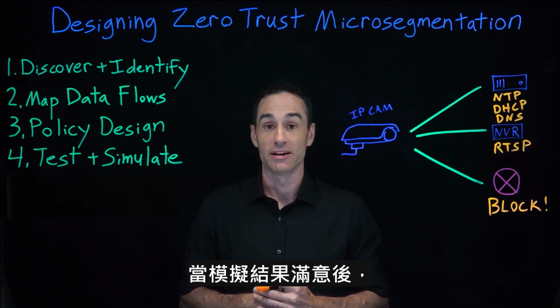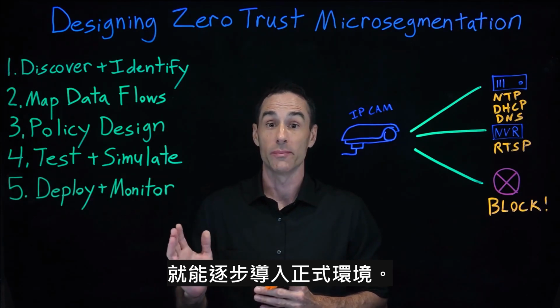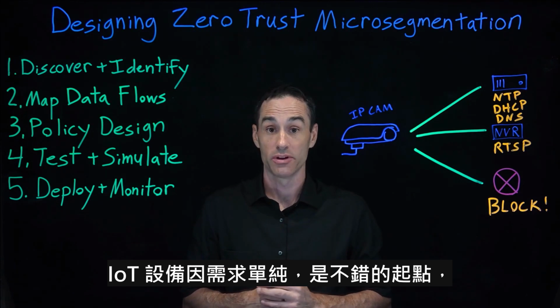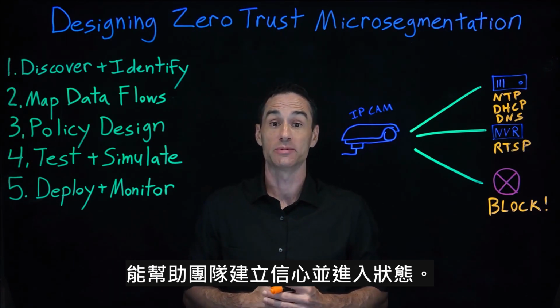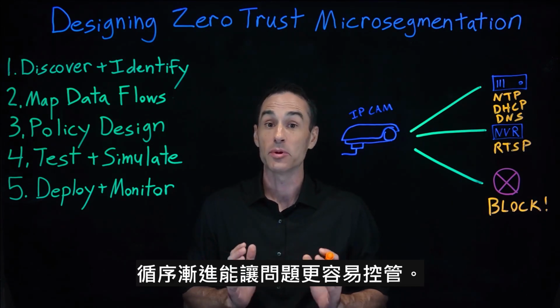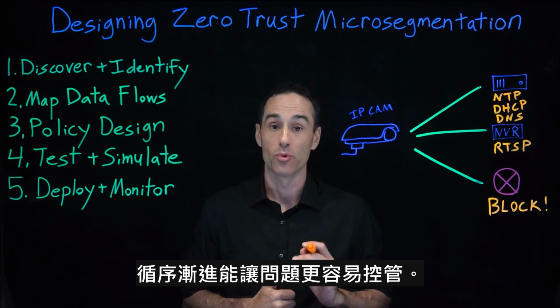Now, once you're satisfied with the effect your policies have in simulated mode, it's time to gradually deploy them into production. IoT devices are great candidates to start with, as their requirements are generally pretty straightforward. They can really help your teams build confidence and get into their groove. In any event, you've probably been down this road before. Take the gradual approach and any problems will be more manageable.